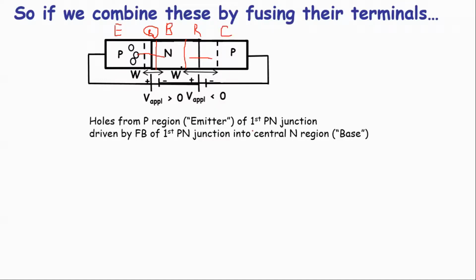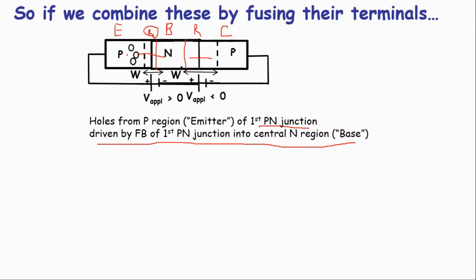Holes from the P region of the first PN junction, driven by forward bias of the first PN junction, are pushed into the central region, the base. When you apply forward bias, holes will be pushed into the base. But the base is smaller in size as compared to the emitter.